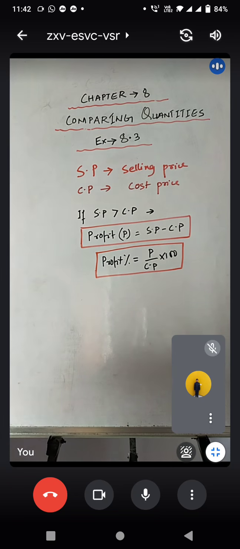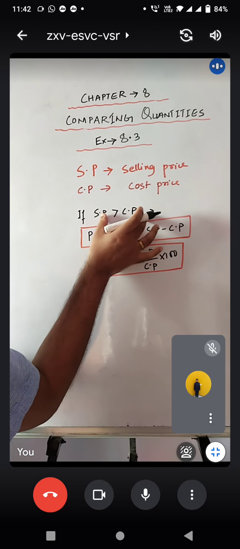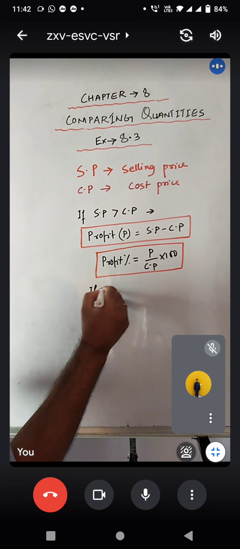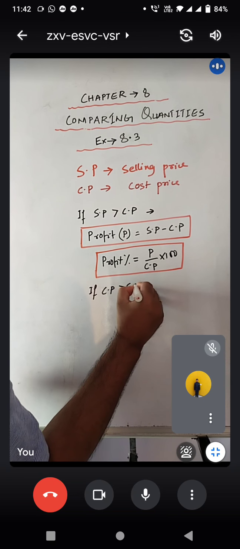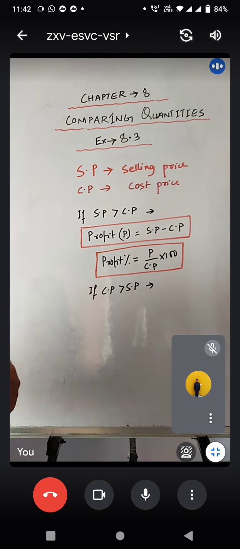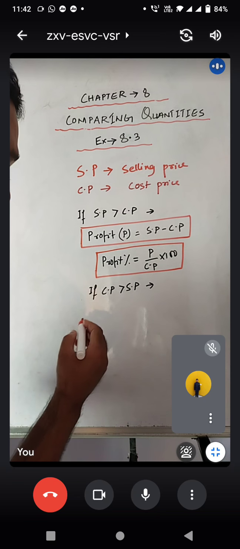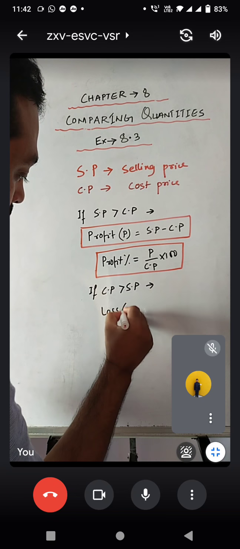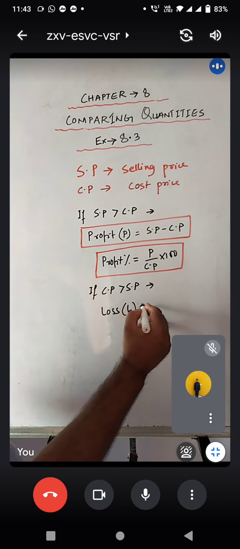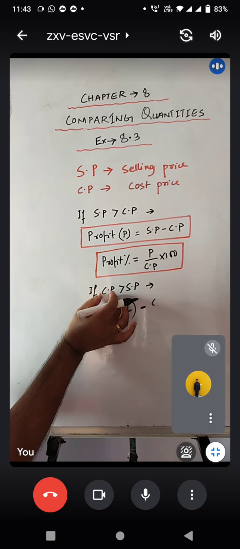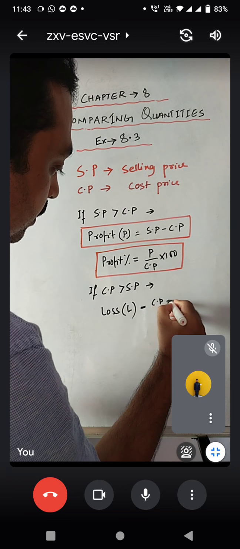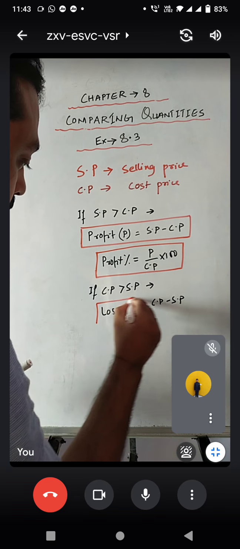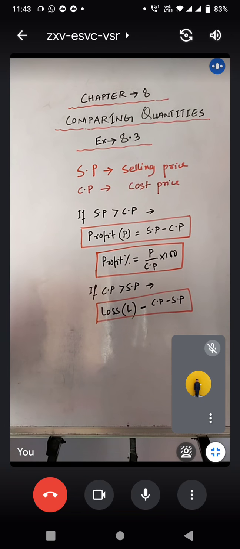Now there is another condition. This was the first condition, when SP was greater than CP. Now what if CP is greater than SP? Then anyone will suffer a loss. The abbreviated form of loss is L. That will again be the difference between CP and SP. So this is the formula of loss: loss equals CP minus SP.